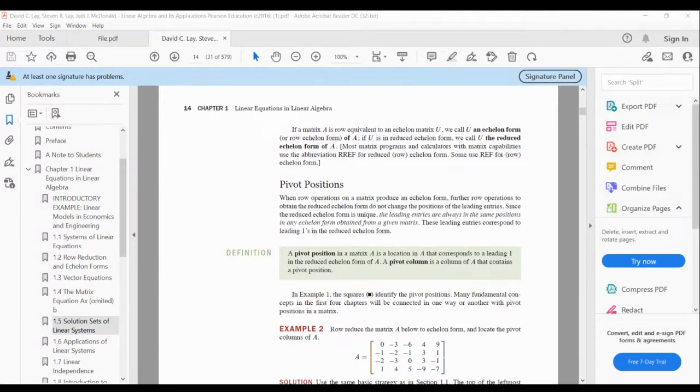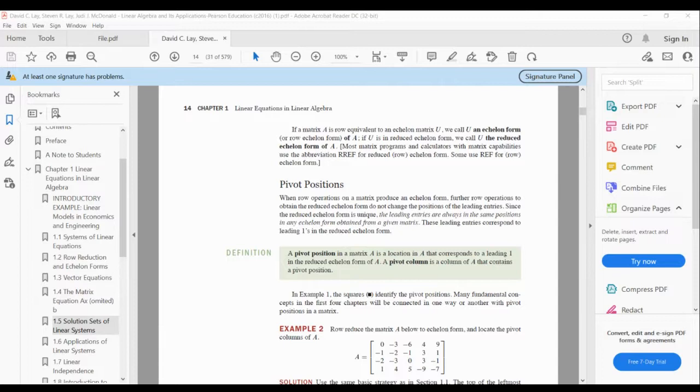Okay, so the elementary row operations are designed to preserve a system of equations. If you're reducing the system of equations to a system of equations that's easier to understand, you have to do row operations that don't change the equations. And that's what elementary row operations are in section 1.1.